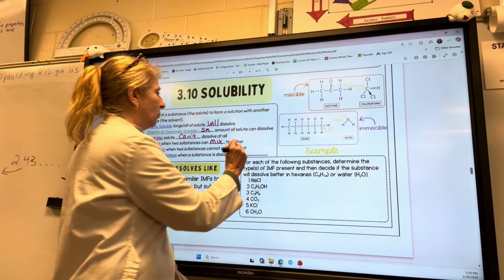Okay, so the rule is like dissolves like. That means polar things like water can dissolve polar things like salt. Non-polar things like gasoline can dissolve non-polar things like Sharpie. Okay. So like dissolves like is the rule.